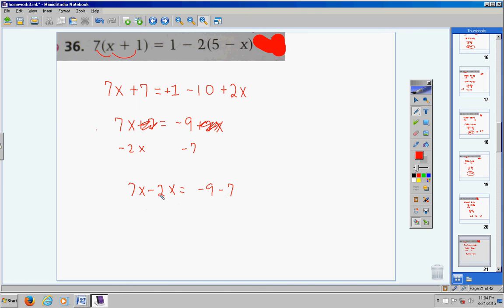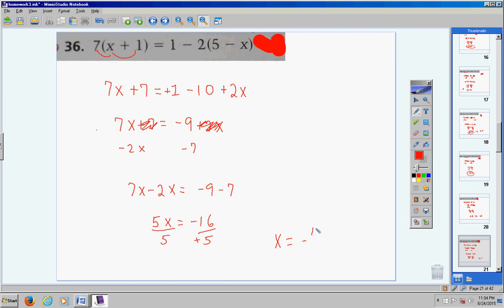Okay, you owe me $2. You have 7, so you pay off your $2 debt and you're left with a positive 5. Here you owe me 9, you owe me 7 more, so you owe me 16. Let's divide by the coefficient. And a negative divided by a positive is negative.